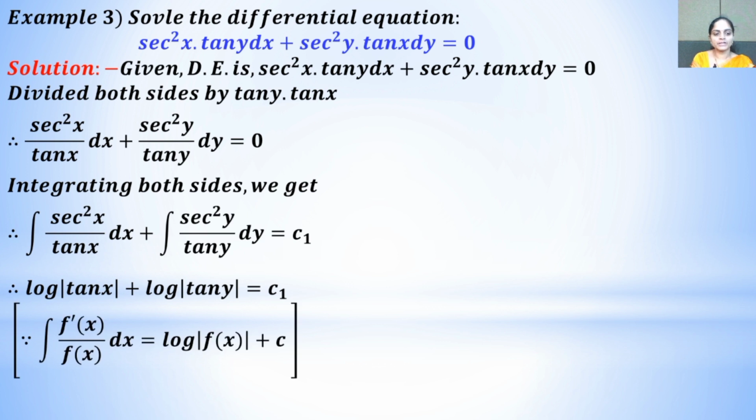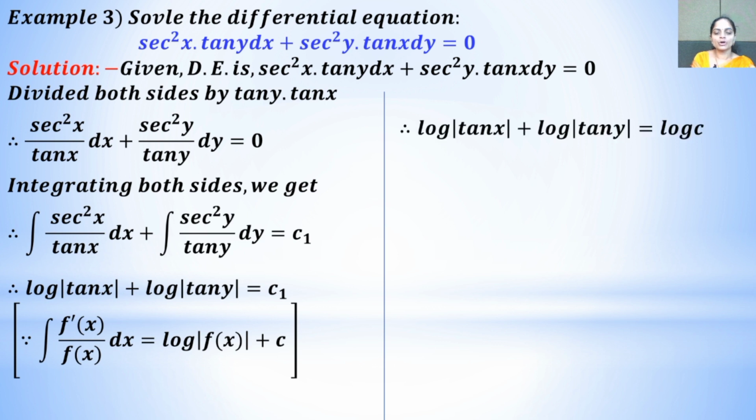Since integration of f dash of x divided by f of x dx is equal to log of mod of f of x plus c. Here both the terms are in terms of log, so we write constant of integration c1 in terms of log. Therefore, log of mod of tan x plus log of mod of tan y is equal to log c.